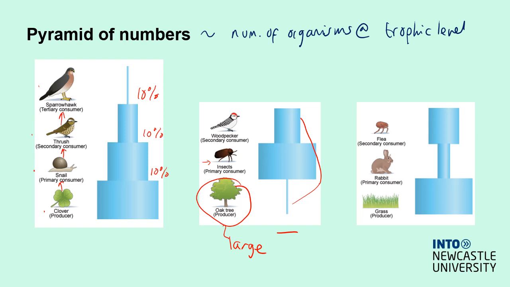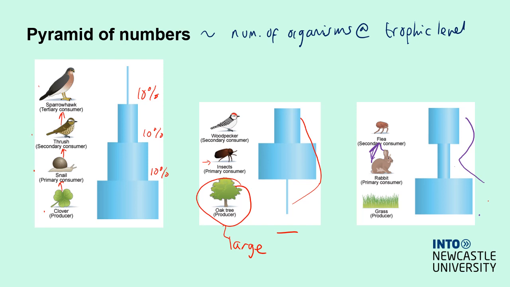You can also get the shape like this one on the right. So what we've got here is a lot of producer consumed by rabbits, but the rabbit is actually fed on by a flea that sucks its blood. So there's lots of fleas living on each individual rabbit. So again, you get this very odd shape.